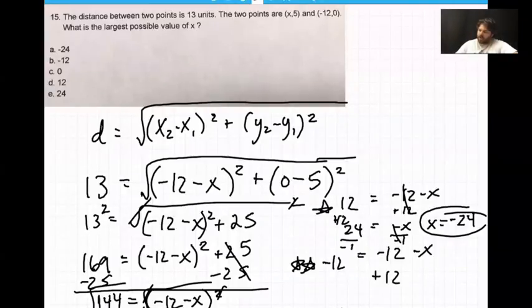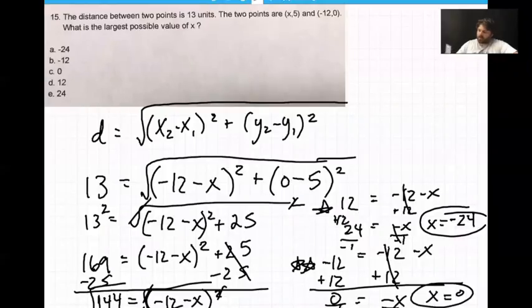I'm going to add 12 here, add 12 here. I'm going to get -x equals 0. When I divide by -1, I get 0. So I have two values here, 0 and -24.